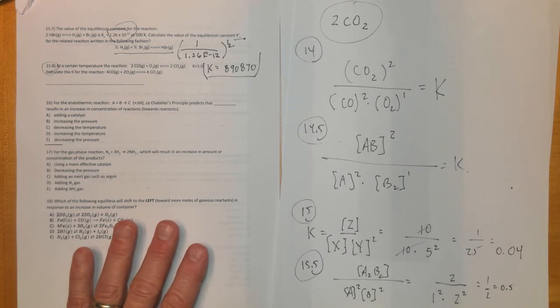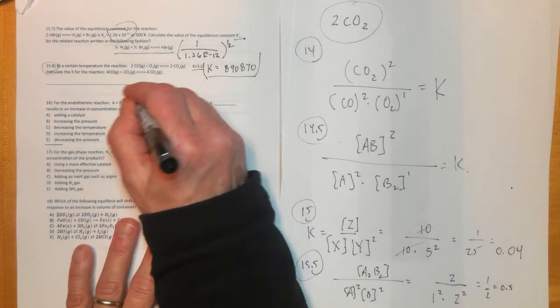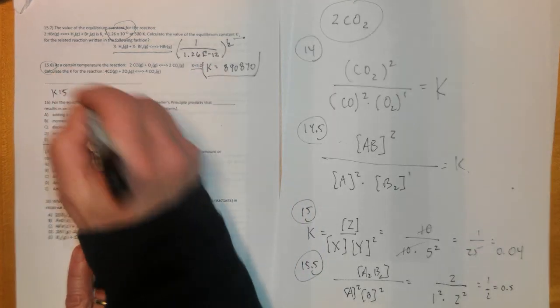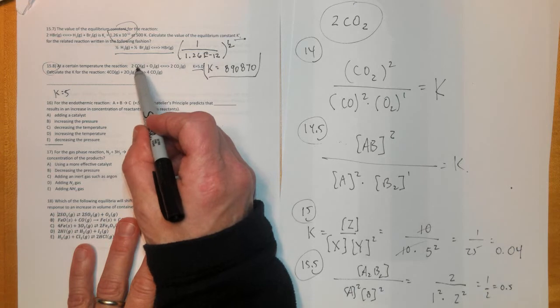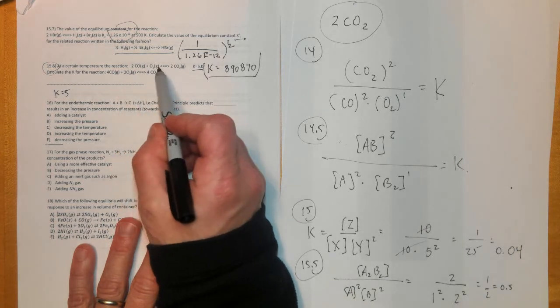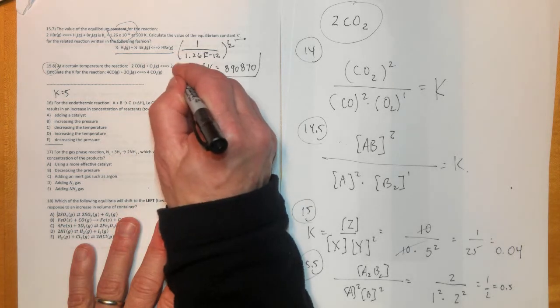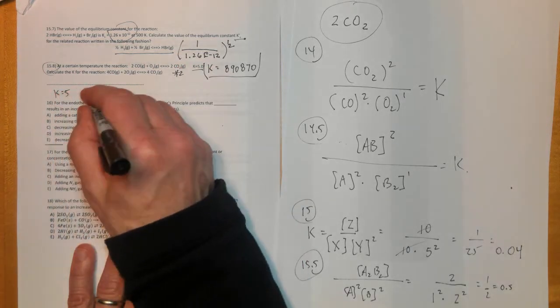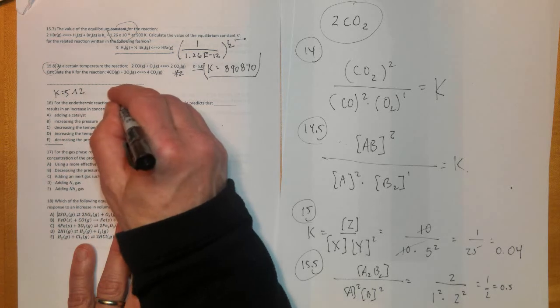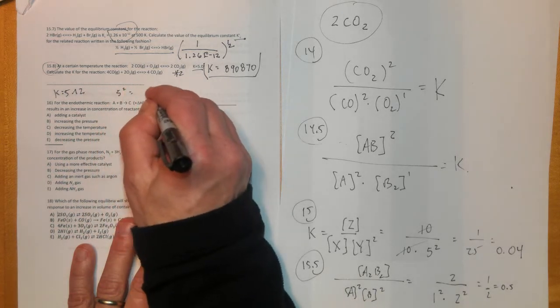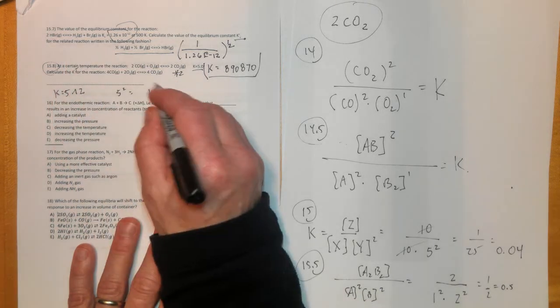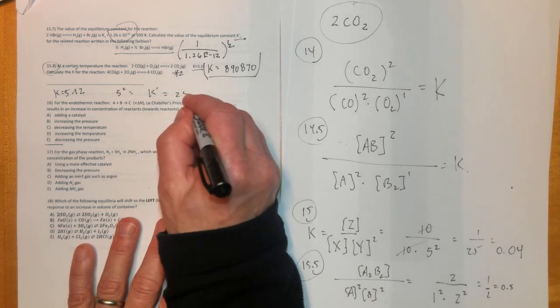15.8, then notice here's our K. K is equal to 5. But then notice the reaction and how it changes. It doubles here, it doubles here, and it doubles here. So since you multiplied this reaction by 2, you need to take 5 and raise it to that power. So it would be 5 squared. So K prime, that's what this should say, K of the new reaction is equal to 25.